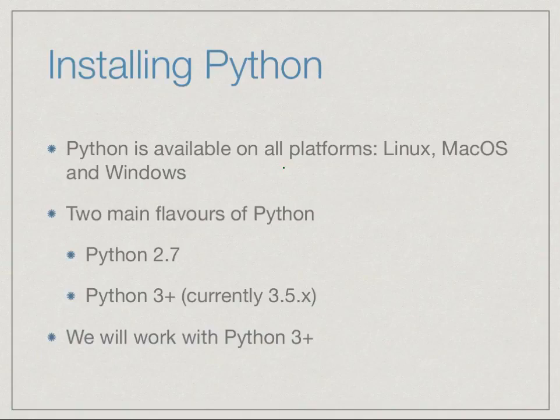Now, one of the small complications with Python is that there are two flavors or two versions of Python which are commonly found. There is an older version called Python 2.7 and there is a newer version called Python 3, and Python 3 is the one that is being actively developed. Python 2.7 is more or less a static version, and currently Python 3 has the version 3.5.2 or something like that. There's not much difference whether you're using 3.5 or 3.4, but there are differences between 2.7 and 3, and for the purpose of this course, we will work with Python 3.